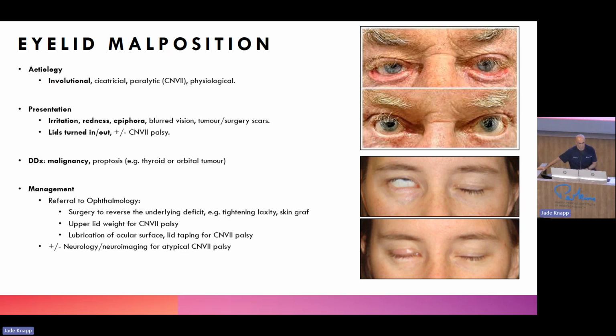If you've got an atypical seventh, as I mentioned earlier, they can need involvement from neurology and possibly neuroimaging. So these guys tend to do really well with surgery. The complication rate is low. Recurrence is not zero, but it's low. So in most cases, it's a very manageable condition, and their quality of life will improve, potentially their vision as well.